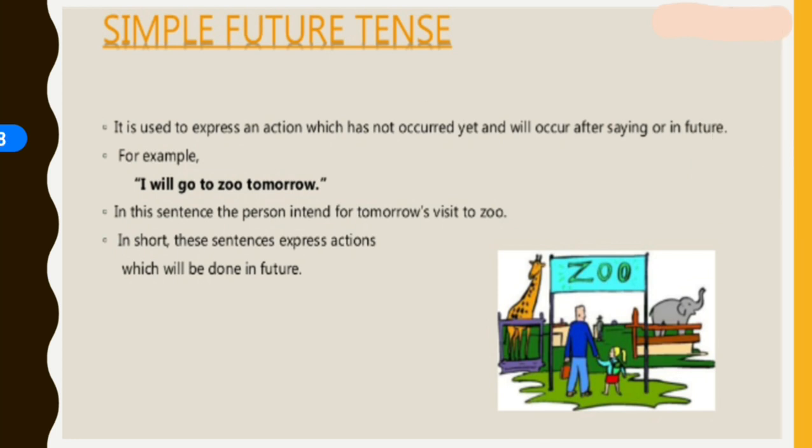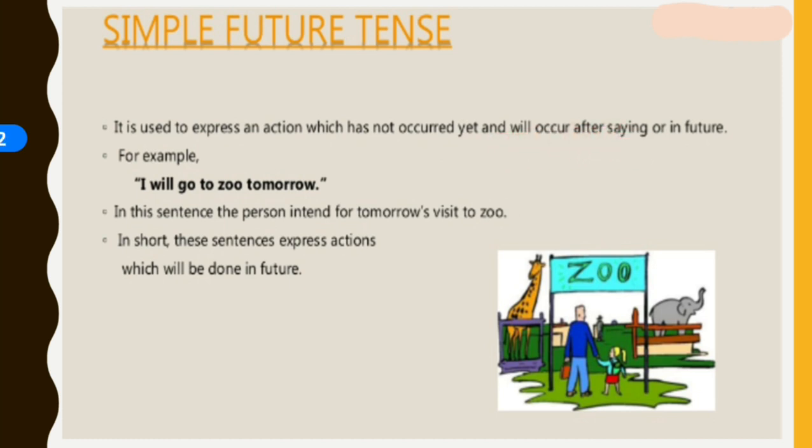Children, now listen carefully. Simple future tense. It is used to express an action which has not occurred yet and will occur after saying or in future. What does this mean? That it expresses an action which has not occurred yet. That means that action or that work has not yet taken place and will occur after saying.